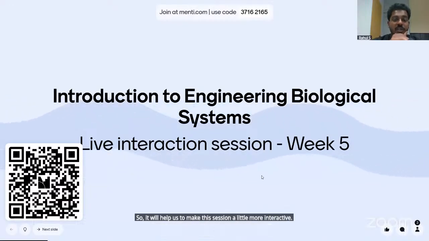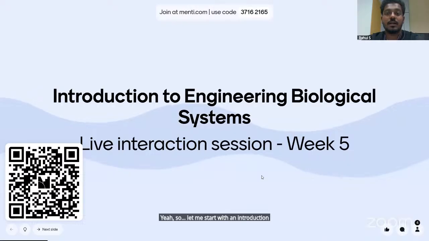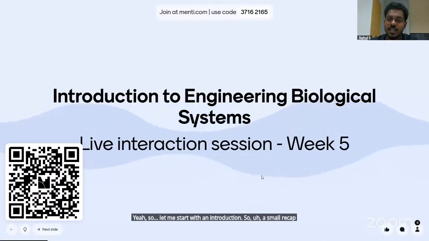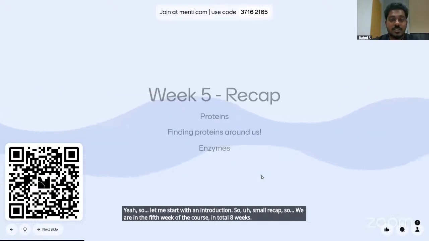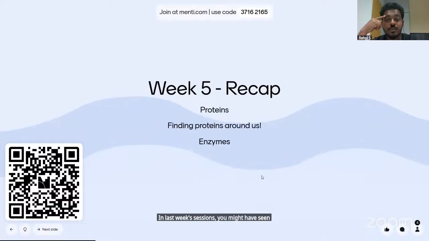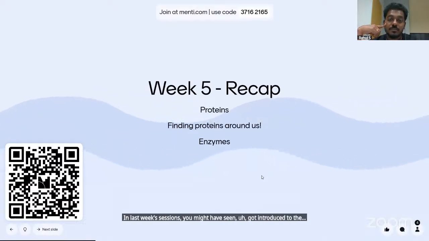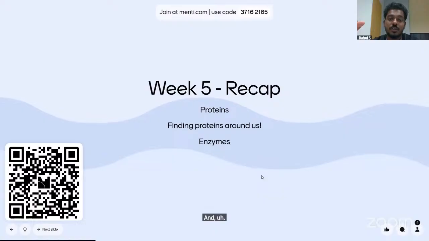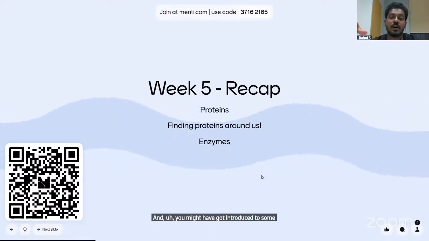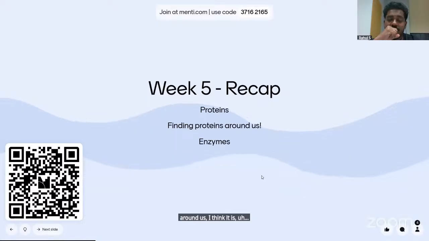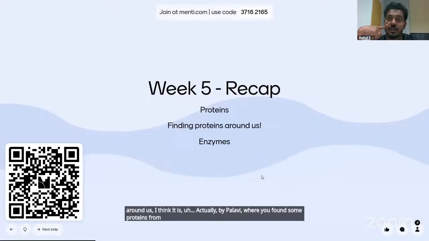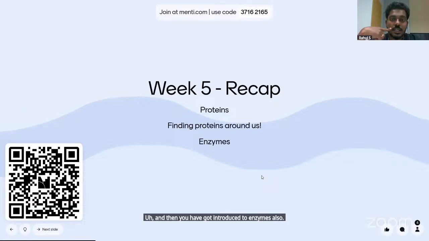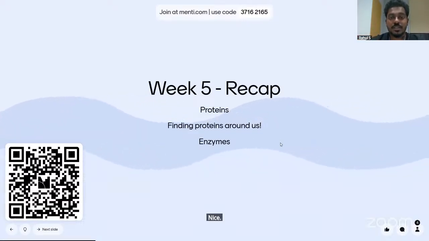Let me start with a small introduction, a small recap. We are in the fifth week of the course, total 8 weeks. In last week's sessions, you got introduced to biomolecular proteins, and to some proteins around us. I think it was an activity by Pallavi, where you found some proteins from different samples. And then you got introduced to enzymes also. Nice. So this is what we have seen last week.